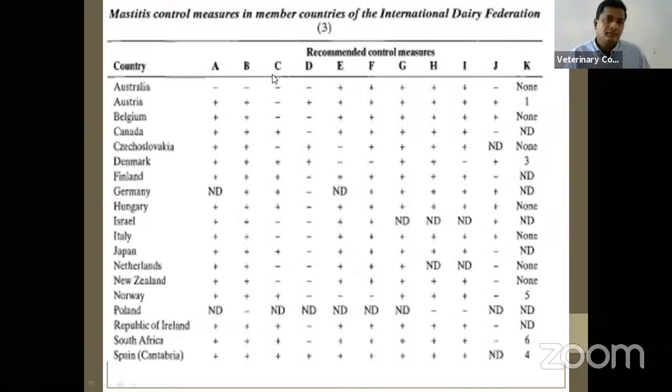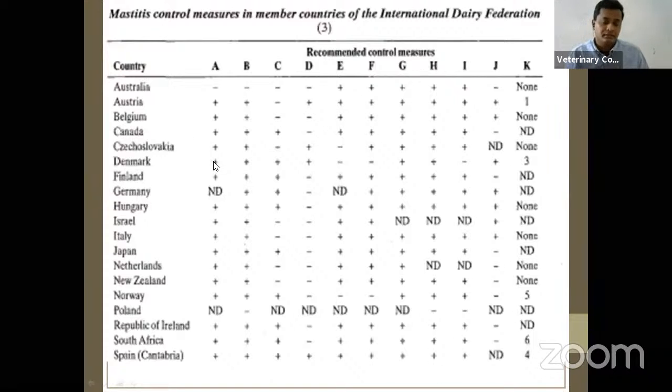Then this is the mastitis control measure. You know that mastitis is an intramammary infection. Whenever there is inflammation of the udder, the cell count increases and the microbial count also increases. That has a negative effect on product shelf life and the quality of the product. If the animal is suffering from disease, there can be transmission of the agent, compromising public health.